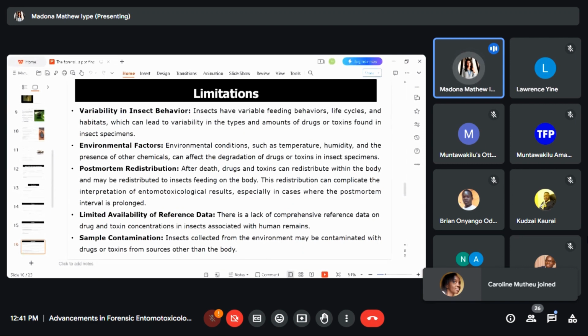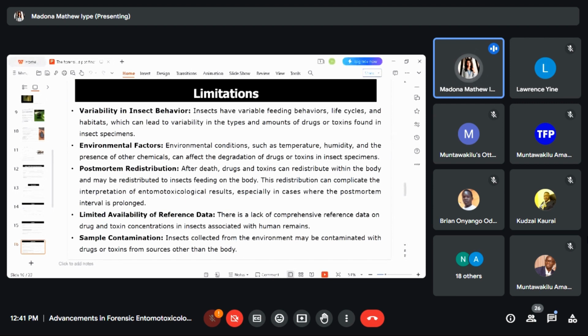So first is the variability in insect behavior. Insects have variable feeding behavior. They have different life cycles. They belong to different habitats, which can lead to variability in the types and amounts of drugs found in the insect specimen. Next are the environmental factors, as we discussed, which include temperature, humidity, then presence of other chemicals, then post-mortem redistribution.